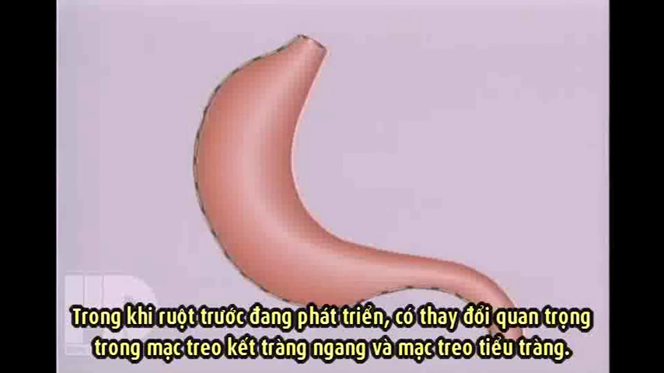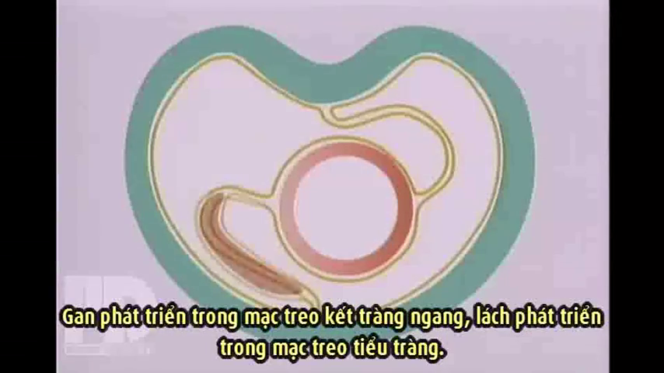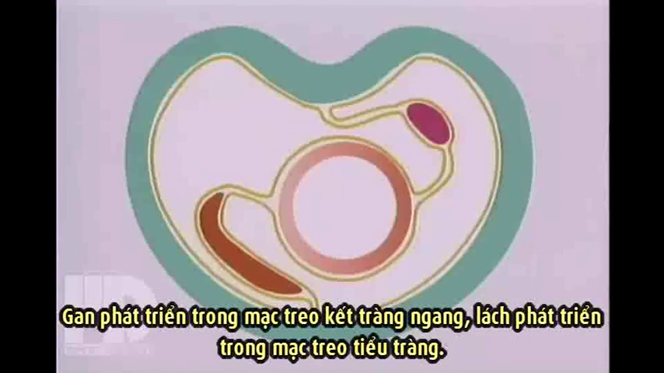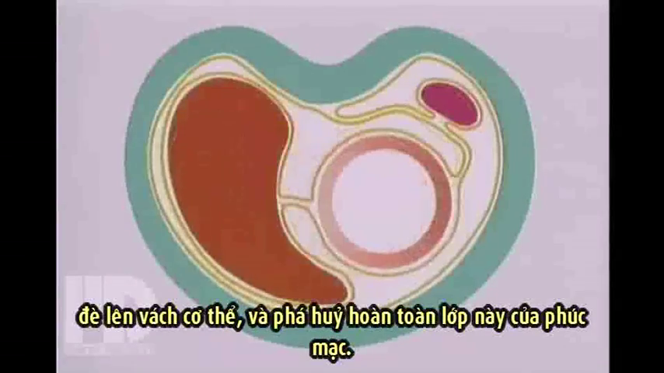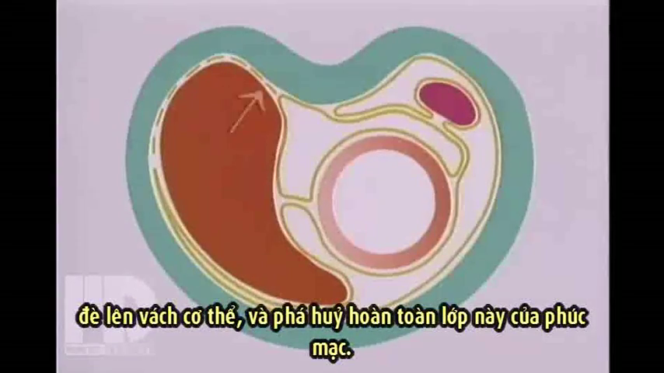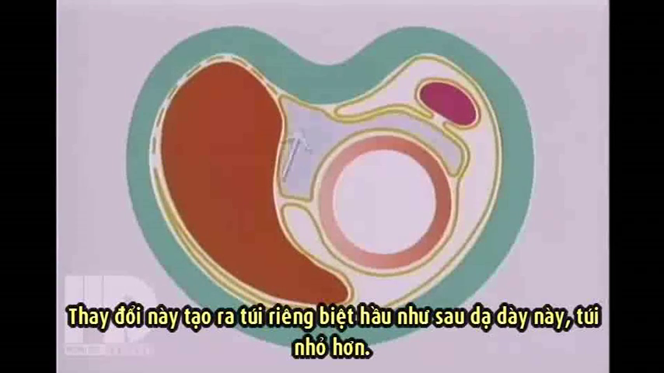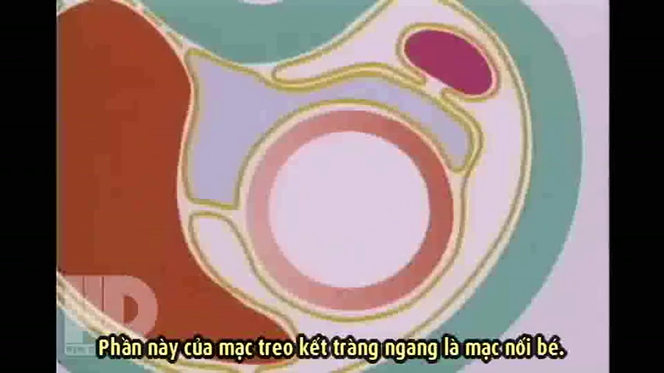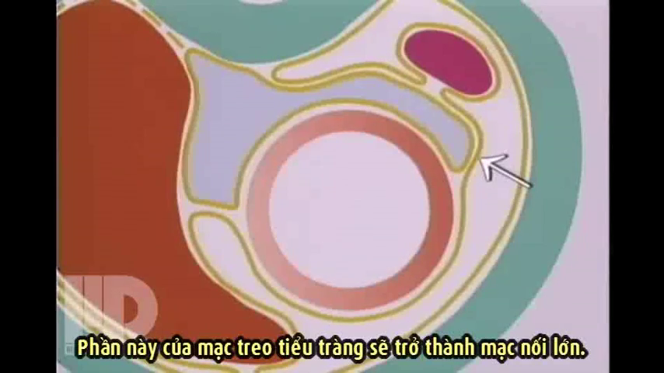While the foregut is developing, there are important changes in the ventral and dorsal mesogastrium. The liver develops in the ventral mesogastrium. The spleen develops in the dorsal mesogastrium. The liver grows rapidly, pressing against the body wall and obliterating these layers of peritoneum. These changes produce this almost separate pocket behind the stomach, the lesser sac. This part of the ventral mesogastrium is the lesser omentum. This part of the dorsal mesogastrium will become the greater omentum.